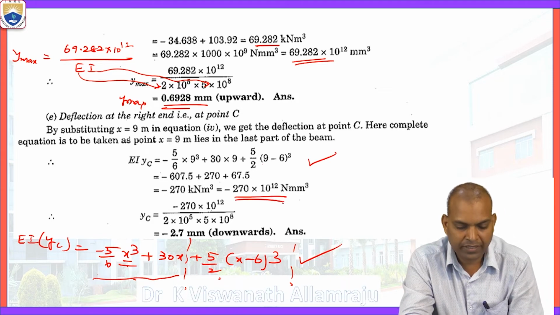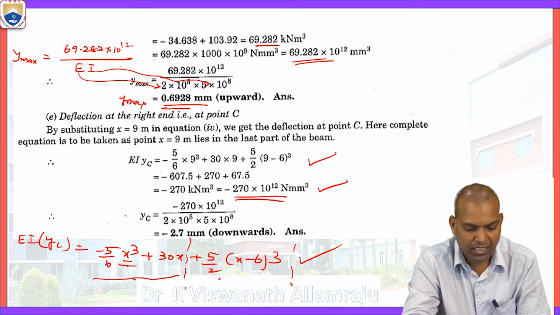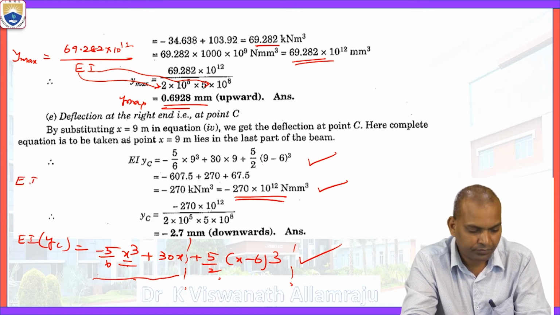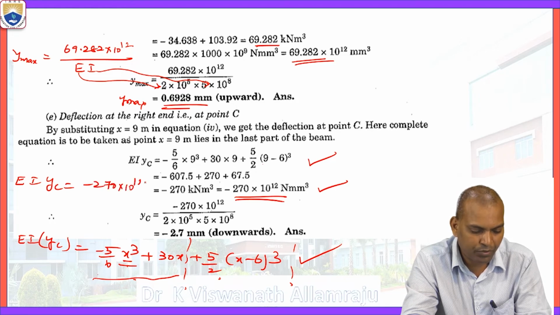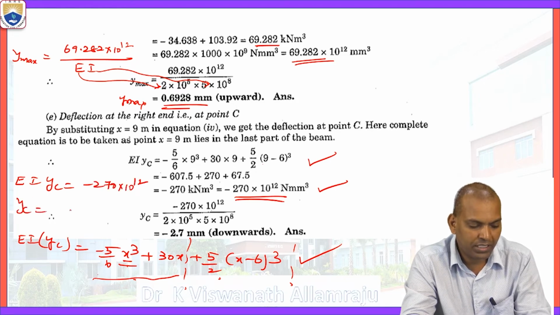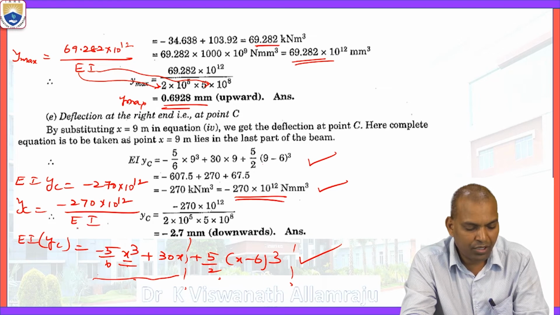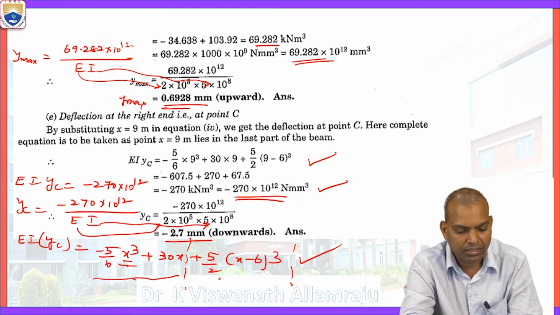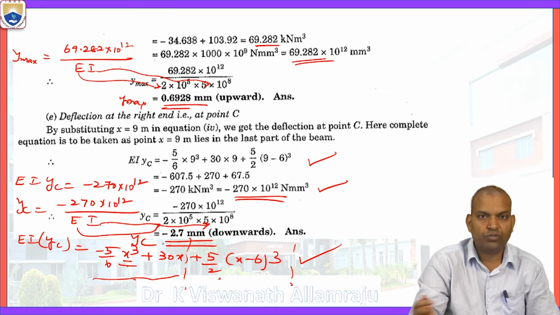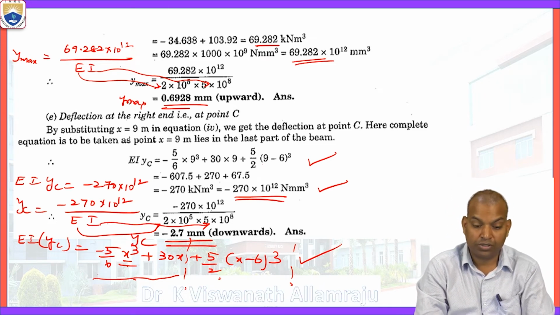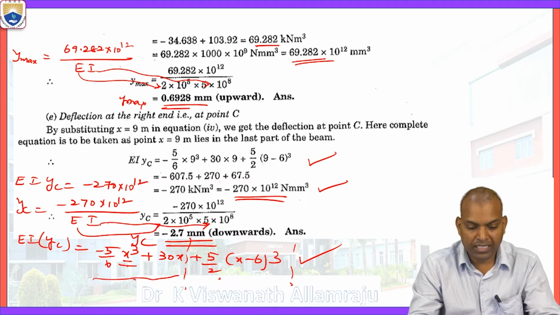Now this is 270 times 10 power 12 newton millimeter cube. What is yc? EI times yc equal to minus 270 times 10 power 12. So yc is minus 270 times 10 power 12 by EI. The value of E is 2 into 10 power 5, and the value of I is 5 into 10 power 8. Then yc comes to negative 2.7 millimeters. This is downwards, at yc it is downwards.